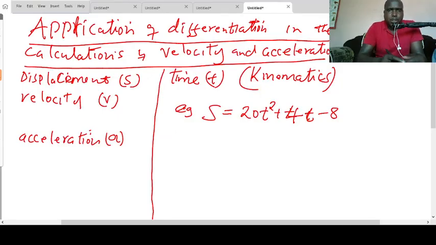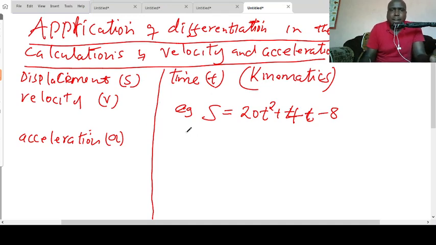So, application of differentiation in calculation of velocity and acceleration. There are terms here we need to understand. We have the term displacement, represented by S. Then we have velocity, we use V for velocity. And then acceleration, we use A for acceleration. Where you see T, T stands for time. So the application of differentiation in calculating velocity and acceleration is what we call kinematics.